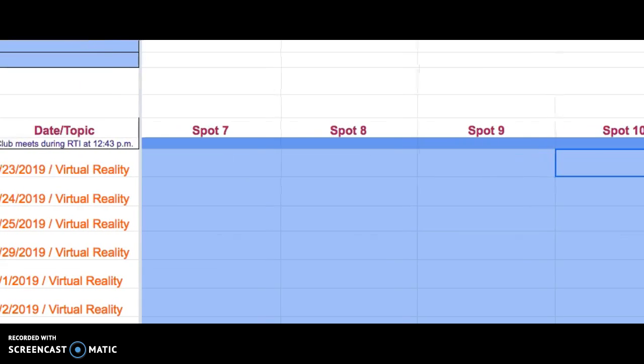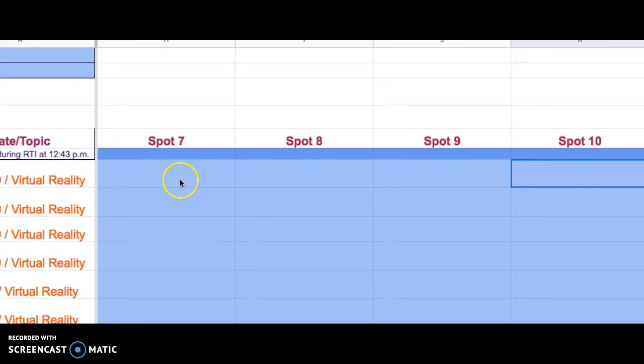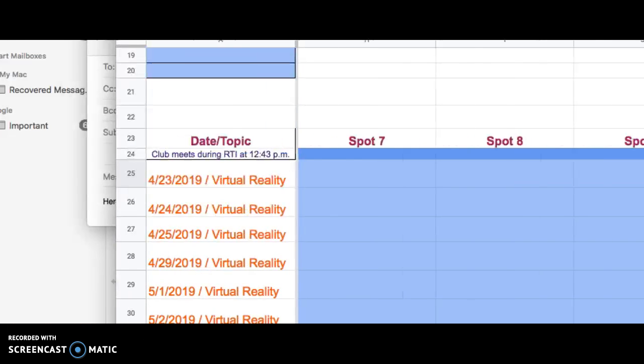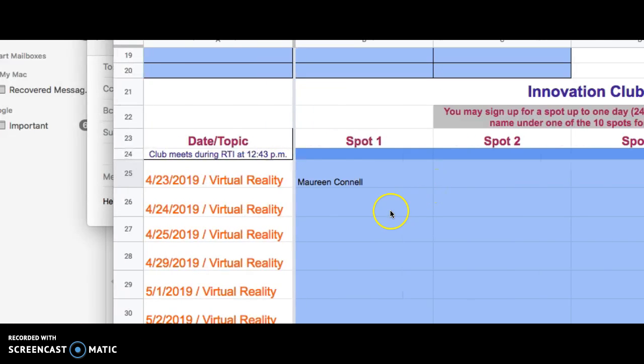So once all 10 spots are full, that day is full, and no more students can sign up. But the next day, I could go in if I wanted to sign up again. Once it's tomorrow morning, I could sign up for the 24th if I wanted to sign up for the 24th. So that's it.